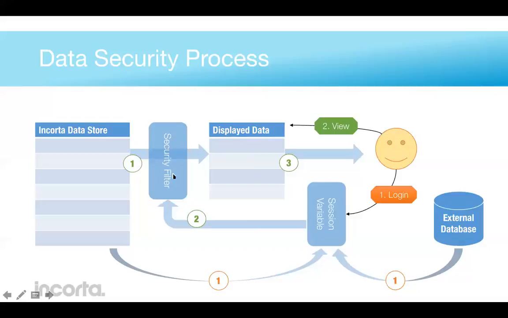This security filter may be something like division, a column in the table, equal to the session variable division or division list, which is what that user can view. So we dynamically build this predicate. Sometimes people call this type of security filter a predicate. Incorta attaches this predicate to the query and only displays the filtered data to the user. This tells you the life cycle and how Incorta secures data.